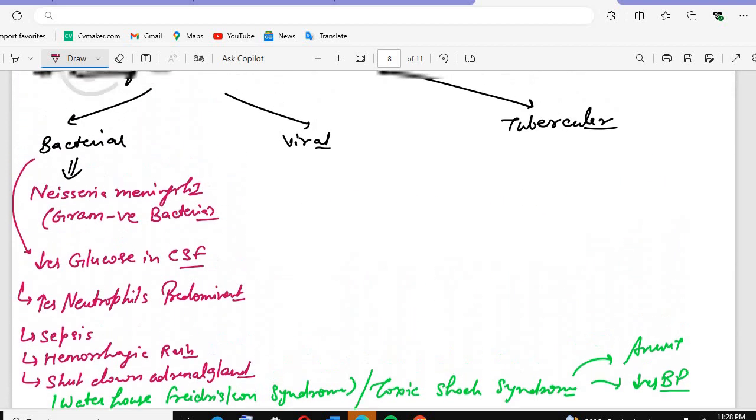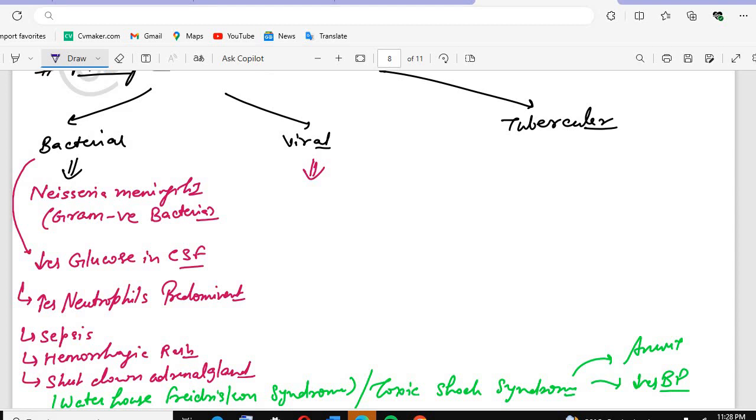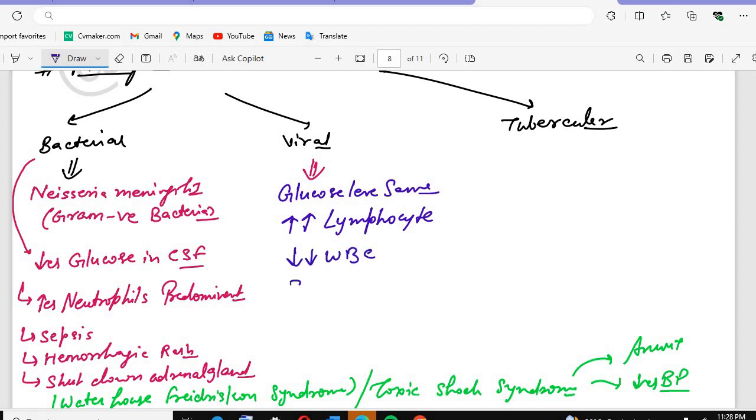In viral meningitis, what would happen to the glucose level? Would it decrease or increase? The glucose level is not affected, so the glucose level would be the same. And there will be an increase in lymphocytes, because this is a viral infection. The WBC count is not much raised, and the CSF would look clear.